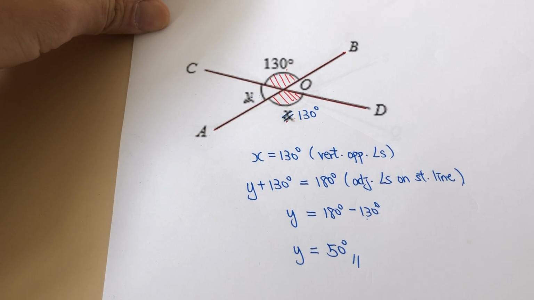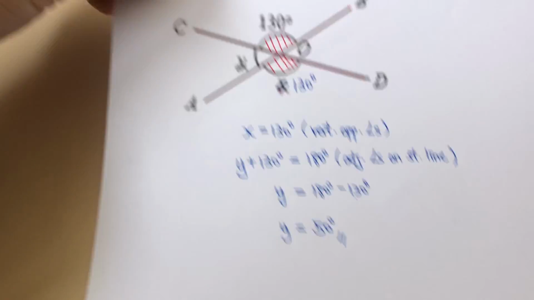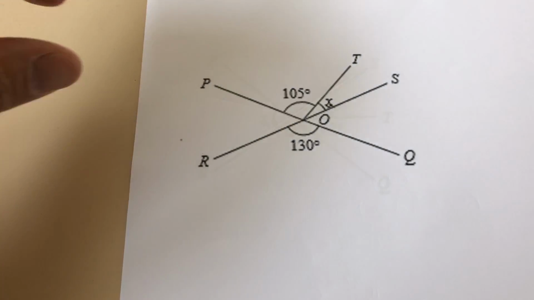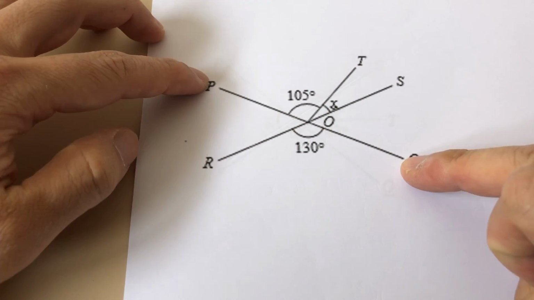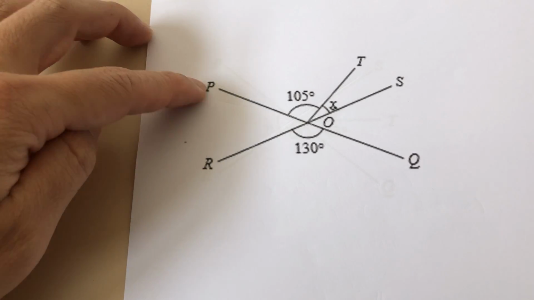Are you ready for the next question? The next one. In the question, we know that PQ and RS are straight lines.